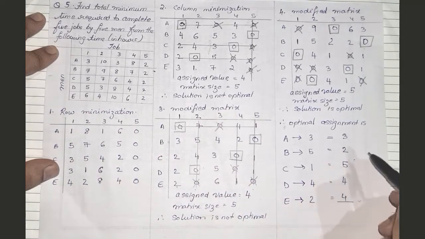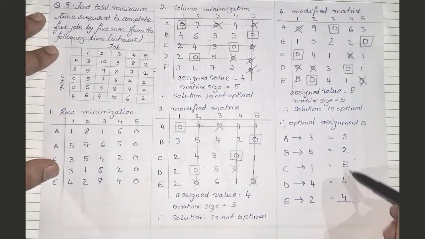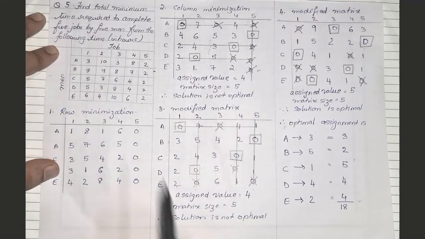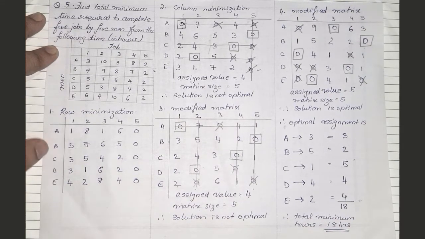The total of which is 3, 4, 5, 10, 14 and 18. Okay, and now these are all in hours. Therefore my final answer, the total minimum hours equals 18 hours. That's my final answer.